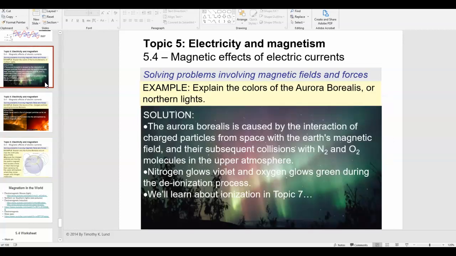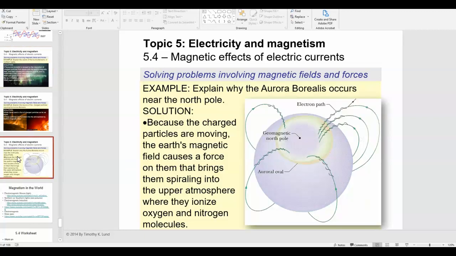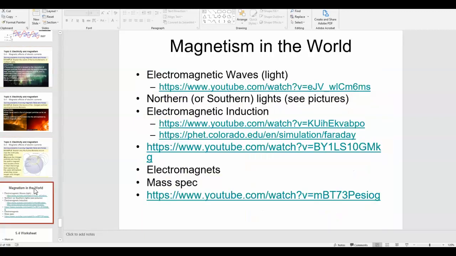And the light looks really spectacular. If you've never seen a video clip of the northern lights, go to YouTube and look up a video of the northern lights. It looks really cool. It glows all kinds of different colors because there are different atoms and molecules in the air. So I just wanted to explain why the northern lights exist.